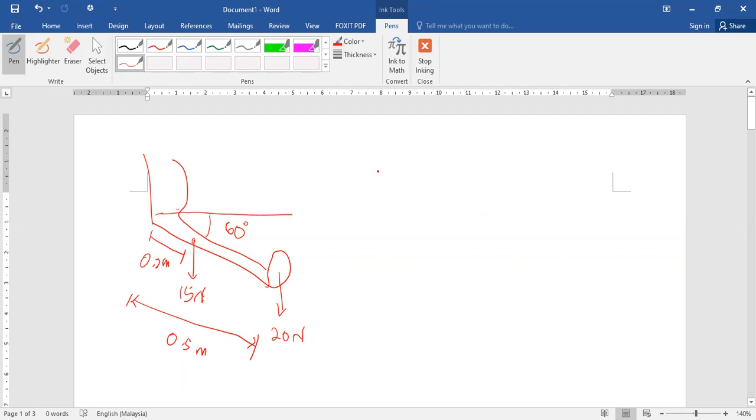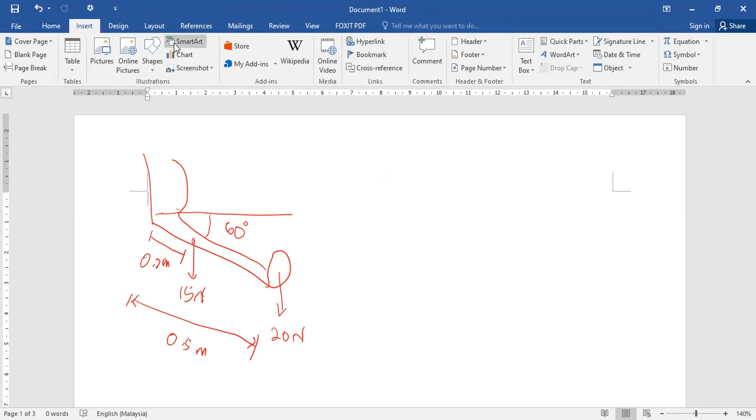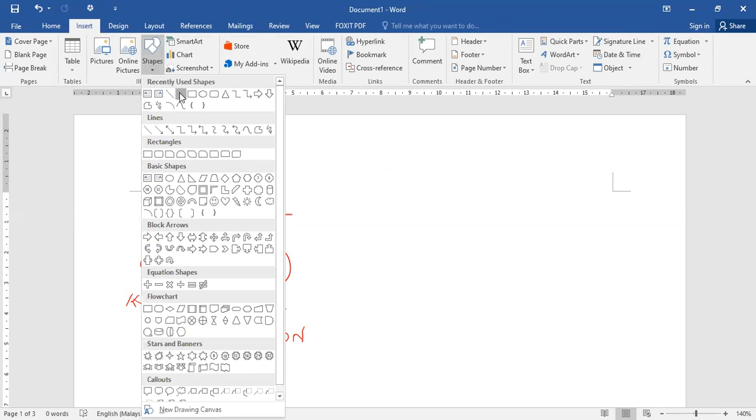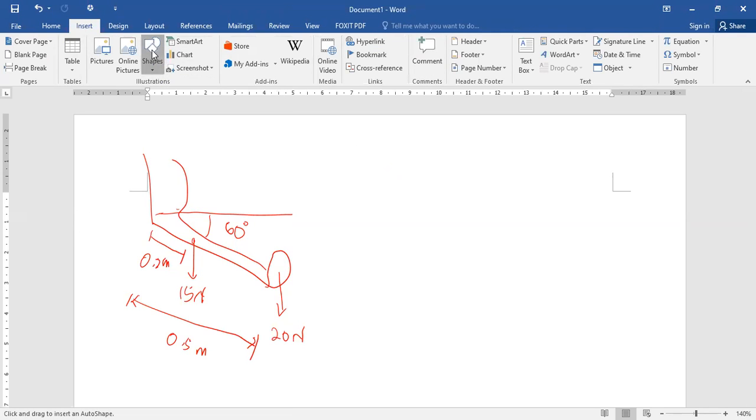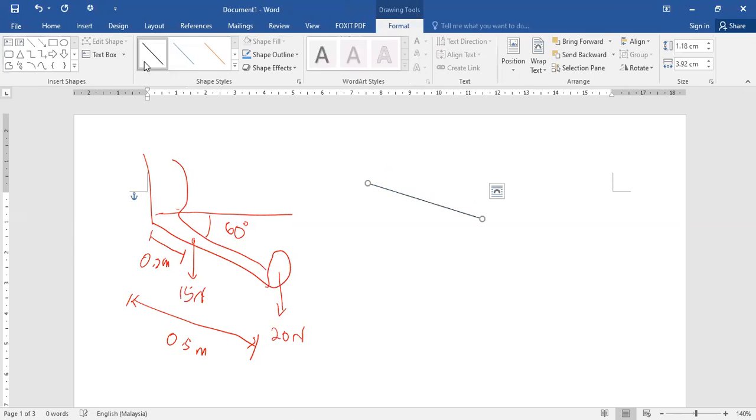Ladies and gentlemen, now we need to change the force. Let's say the arm is now in this direction, where this is the 20 Newton and 15 Newton.